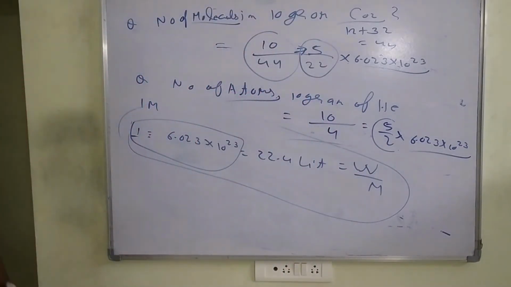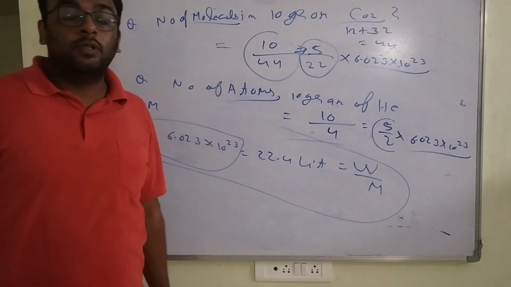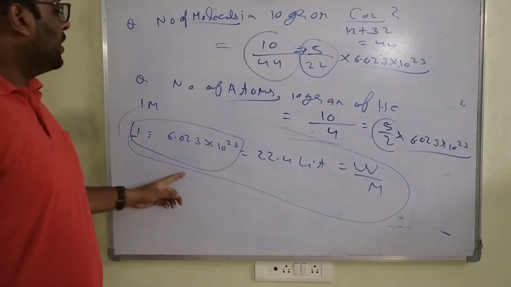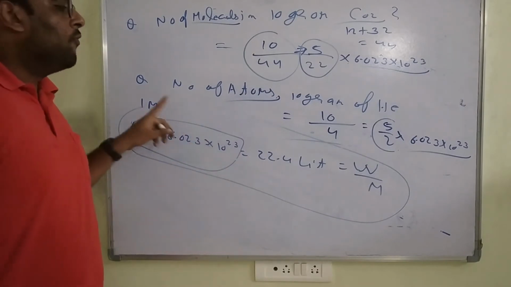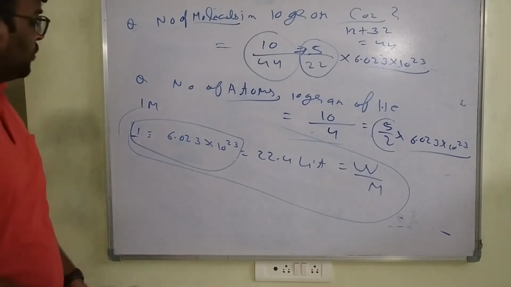Are you getting my point? First of all, I am calculating the moles. After that, we are calculating the molecules or atoms. There is no problem with that. It is a fixed relation for molecules and atoms. We know the value of 1 mole.